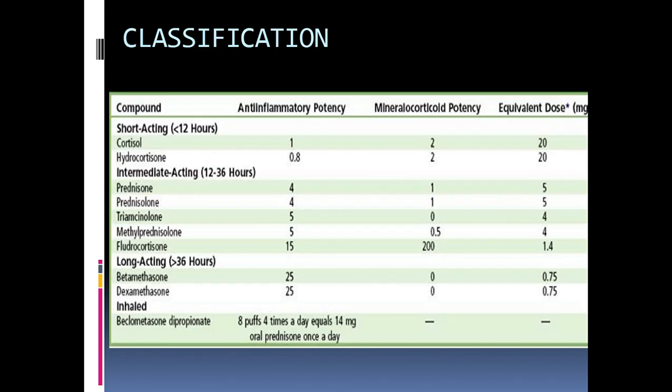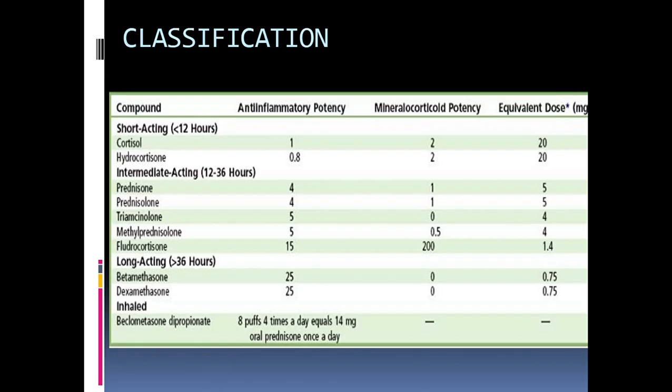Another class is intermediate acting, which acts from 12 to 36 hours. For example, prednisone has anti-inflammatory potency of 4, mineralocorticoid potency of 1, and equivalent dose of 5 mg. Prednisolone is the same: 4, 1, and 5 mg. Triamcinolone has anti-inflammatory potency of 5, mineralocorticoid potency of 0, and equivalent dose of 4 mg. Methylprednisolone has anti-inflammatory potency of 5, mineralocorticoid potency of 0.5, and equivalent dose of 4 mg.